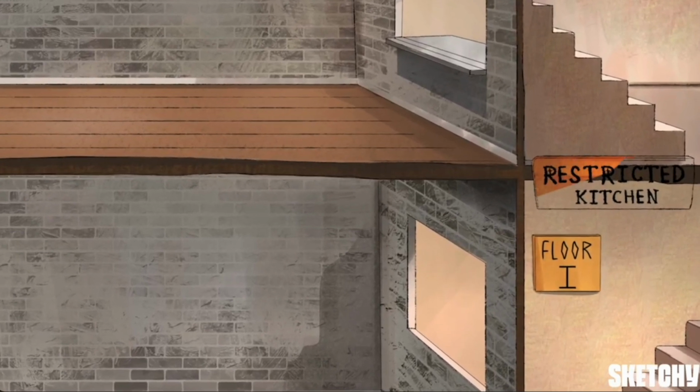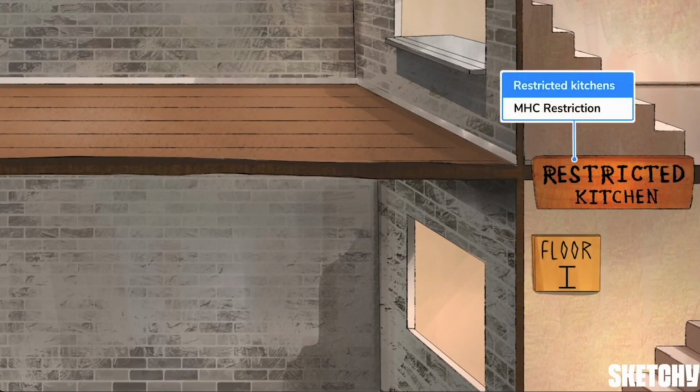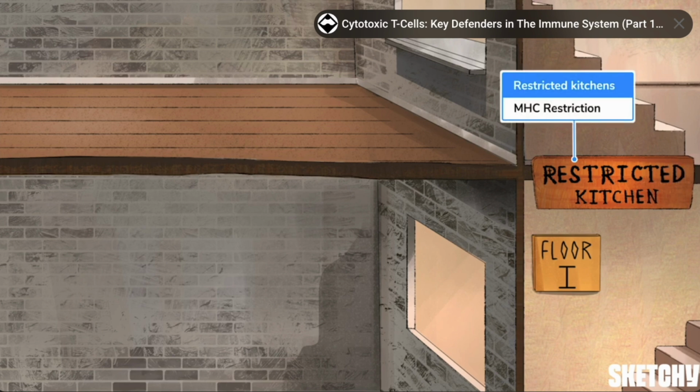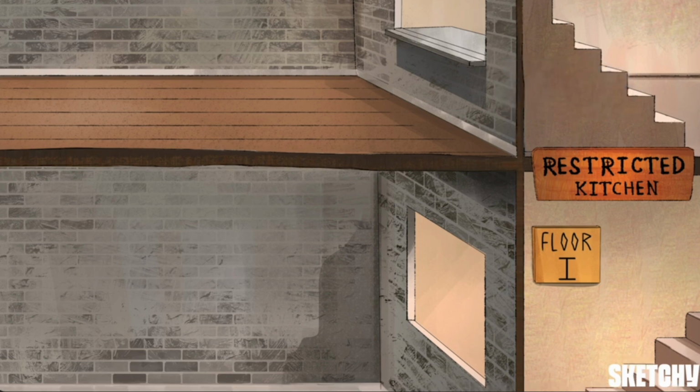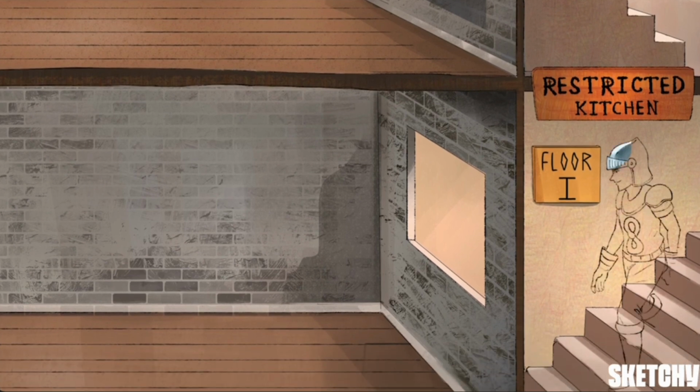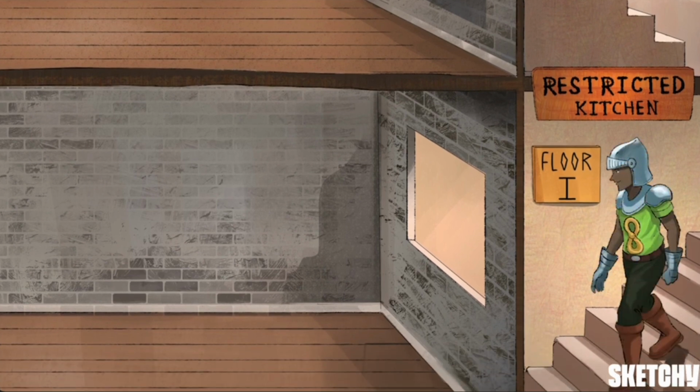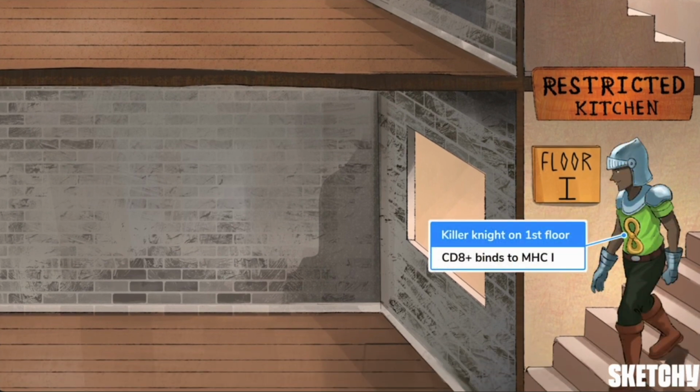We'll start with some general setup. First off, you'll note that access to these kitchens is restricted, a reminder of MHC restriction, because a T cell is only able to recognize an antigen if it's bound to a specific MHC molecule. This is in contrast to B cells, which are able to respond directly to an antigen. Getting more specific, CD8 positive T cells always only bind to MHC class I, hence our killer knight waiting to collect their antigen, or dinner, on the first floor.